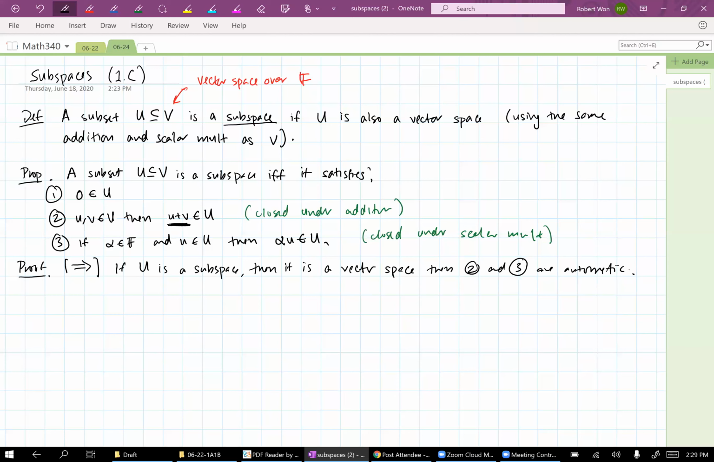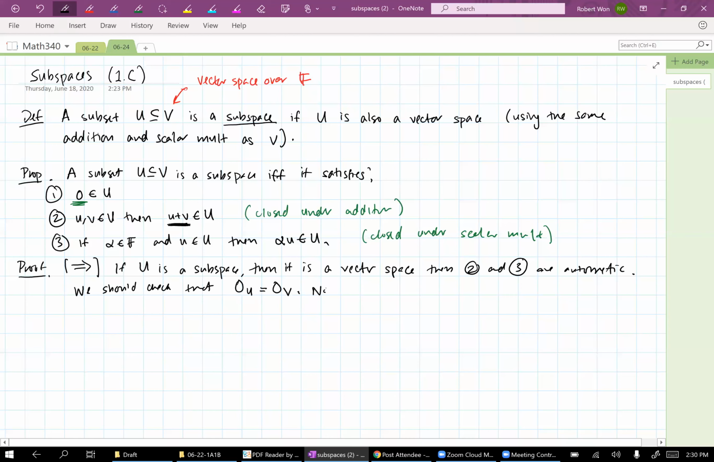Okay, so in some sense, it seems like 1 is automatic as well, right? Because a vector space needs to contain a 0 element. The thing that we should check, though, is that the 0 element of U is the same thing as the 0 element of V, right? Because this 0, this one here, refers to the 0 vector in V. We know that U has an additive identity, but we don't know that it's the 0 vector of V. So we should check that the 0 vector of U is the 0 vector of V.